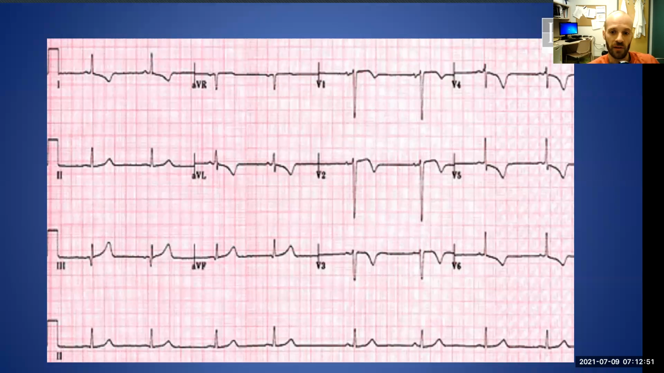Okay, excellent. These are good thoughts. So it's certainly involved. I'd certainly agree with lateral. It's certainly involving V5, V6, AVL, and lead 1. Yep, I'd certainly agree with that.